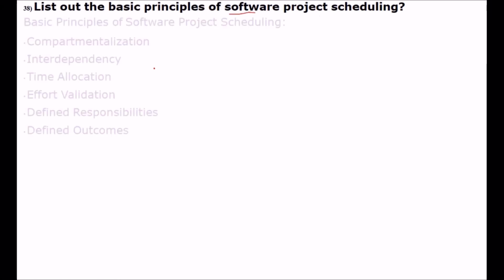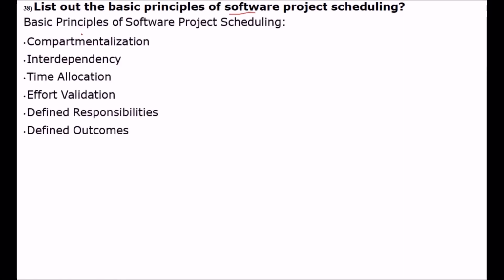List out the basic principles of software project scheduling. Software project scheduling is very important. These are the principles of software project scheduling. First is compartmentalization, interdependency, time allocation, effort validation, defined responsibilities and defined outcomes.